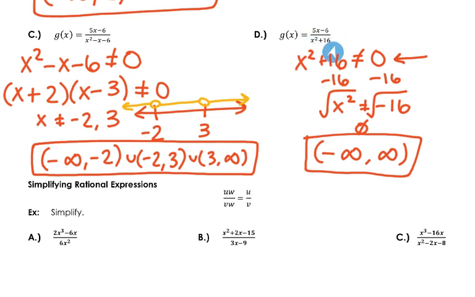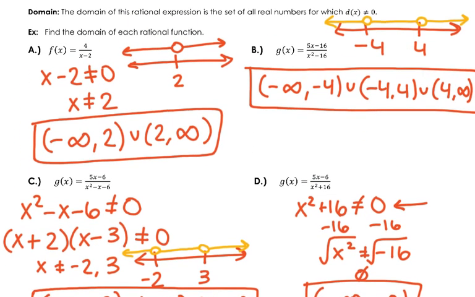The smallest your denominator will ever actually be is 16, right, when x is equal to 0. 0 squared plus 16. Any other number here, your denominator will be bigger than 16 because it's a quantity squared.